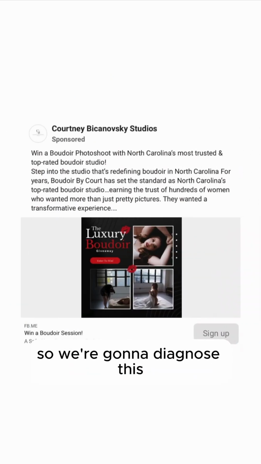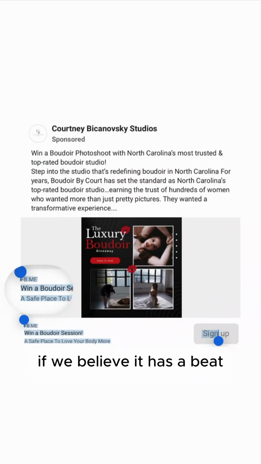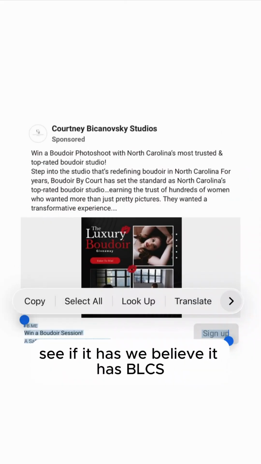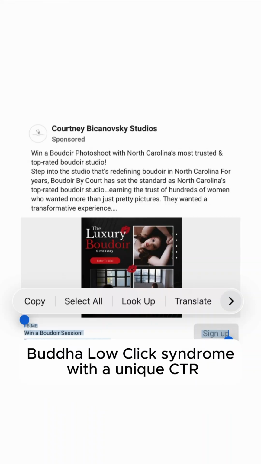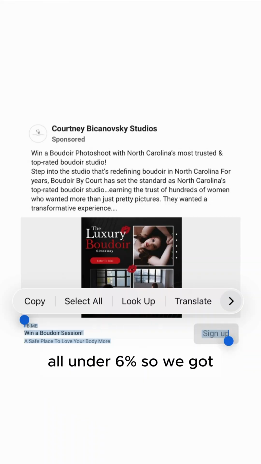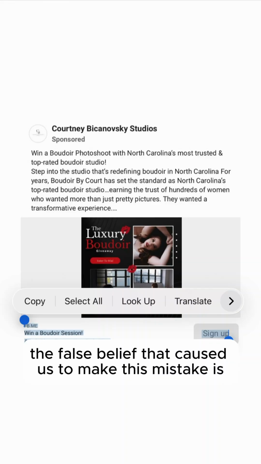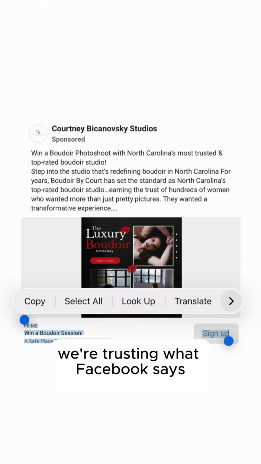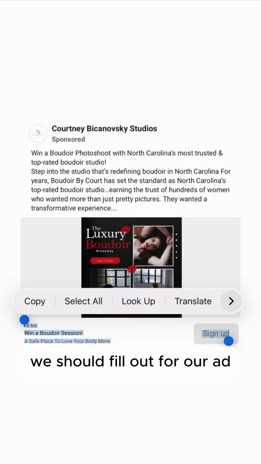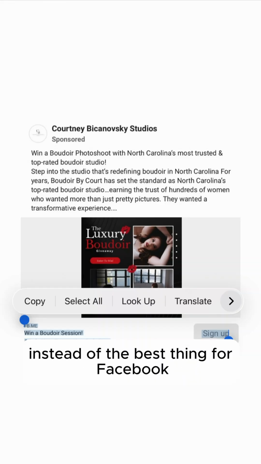All right, so we're going to diagnose this if we believe it has BLCS, Boudoir low click syndrome, with a unique CTR under 6%. So we've got the below creative cluster mistake here. The false belief that caused us to make this mistake is that we're trusting that what Facebook says we should fill out for our ad is the best thing for us, instead of the best thing for Facebook.